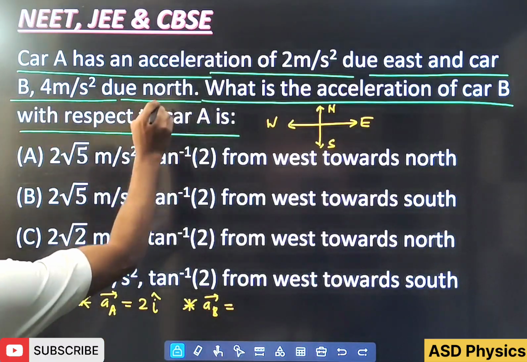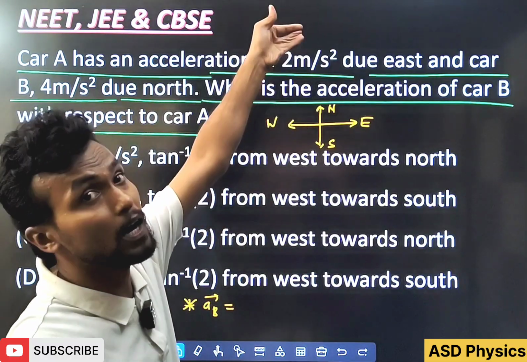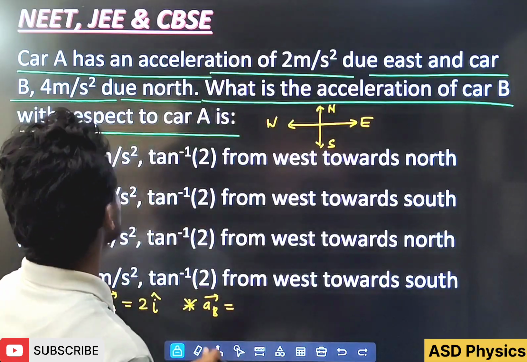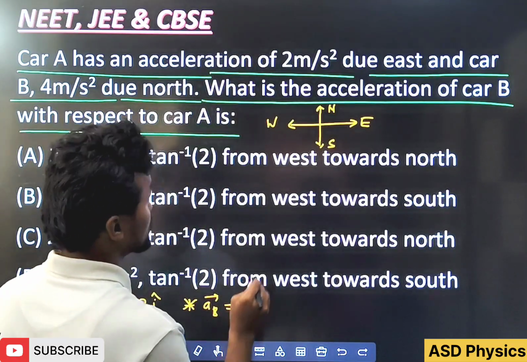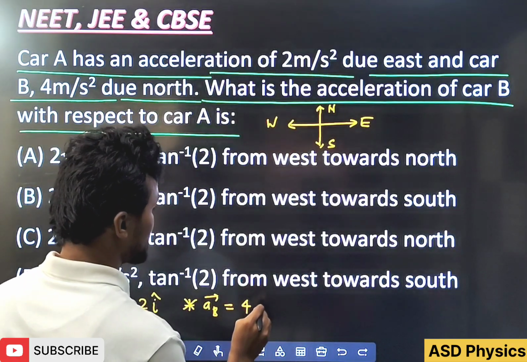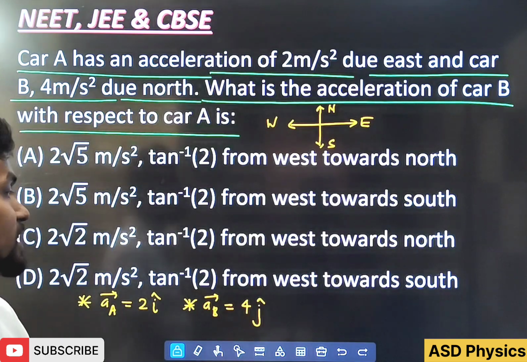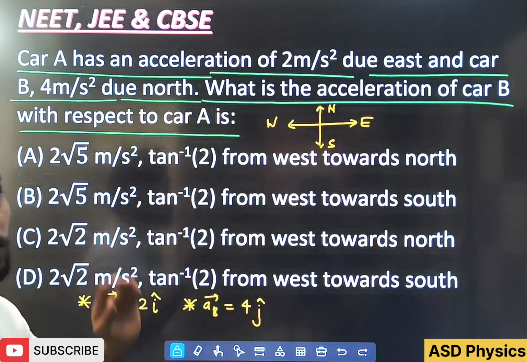4 meter per second square due north. That means upward along the north direction. And what is given here? 4. So north direction means we can write here j cap. Now what are they asking? They are asking the acceleration of car B with respect to car A.